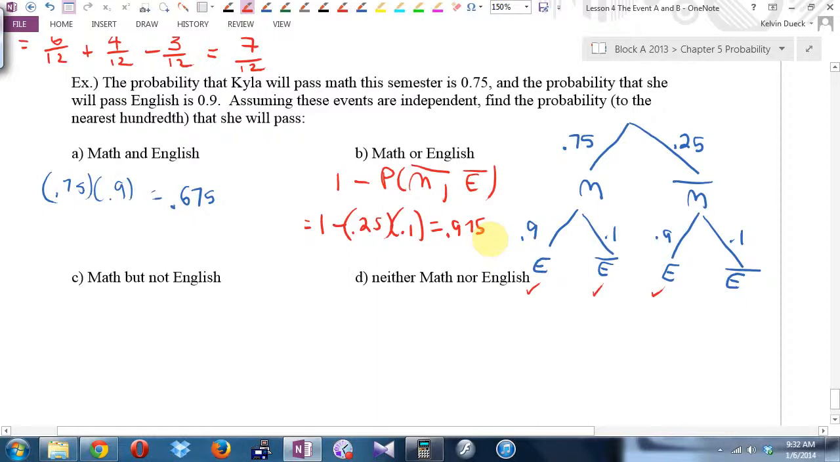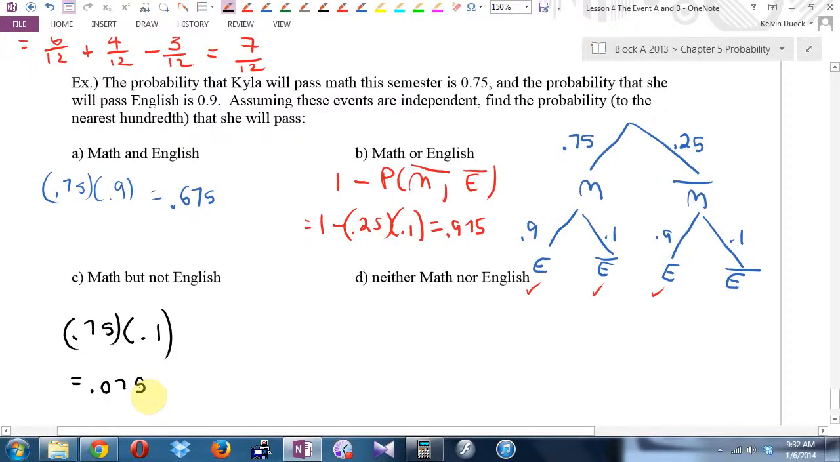C. Math, but not English. Which branch is that? Math and not English, right? Which I think is going to be 0.075. Double check me. Yep.